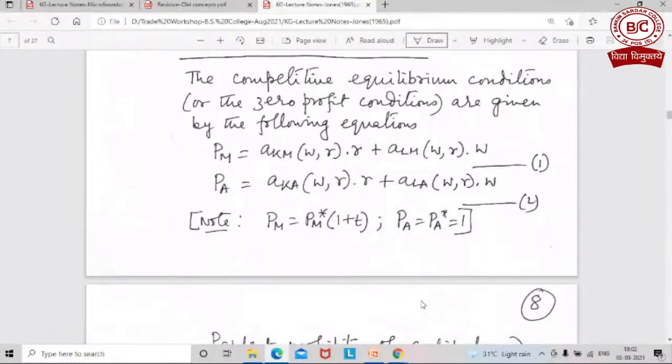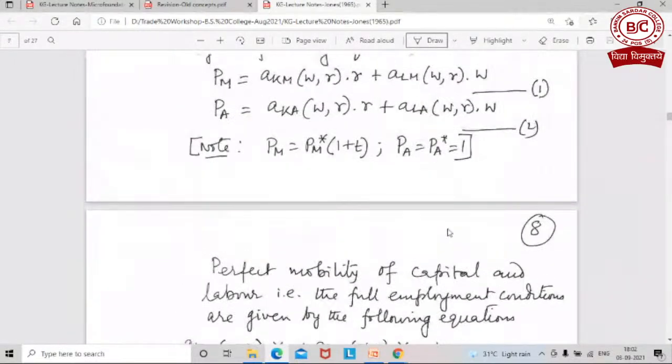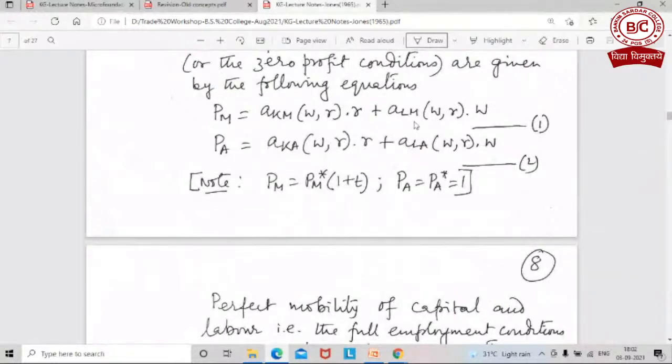A question came probably last year about this decomposability property. This is a specialty of this model, where the model can be decomposed into two parts, where the price system is independent of the output system. Any change in factor endowment, say K or L, will not change W and R, because W and R are determined independently. You got it, everybody? Yes, sir. This is the decomposability property.